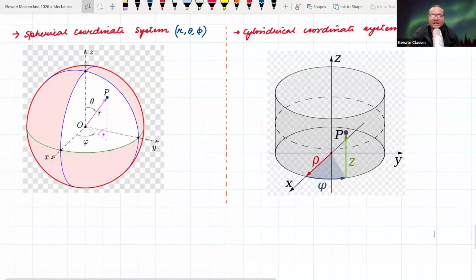So what is the spherical coordinate system? The spherical coordinate system is essentially an extension of the polar coordinates. In the polar coordinates, we simply had x and y, but now we also include z. So the moment we include z in spherical coordinates, apart from r and theta, we have another coordinate called the azimuthal angle.